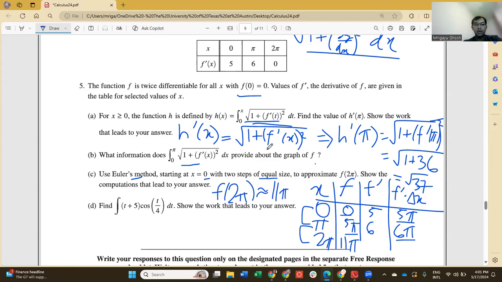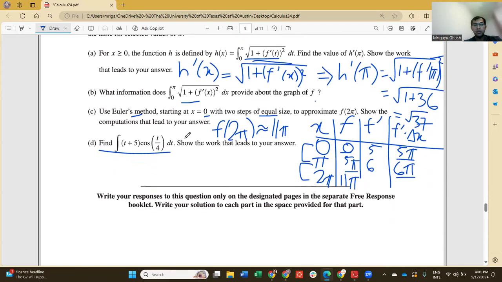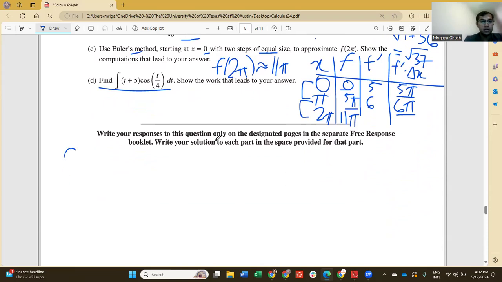Okay, good. Now we're going to find this integral. I don't know what that has to do with this problem. Maybe they just wanted to throw that in there, but it's here. We're going to take the integral of (t + 5) cosine of t over 4 dt.